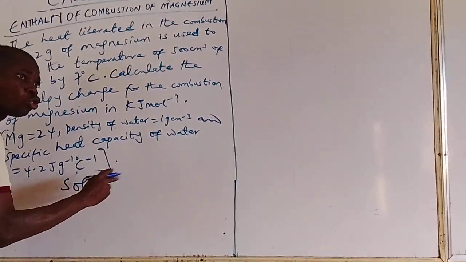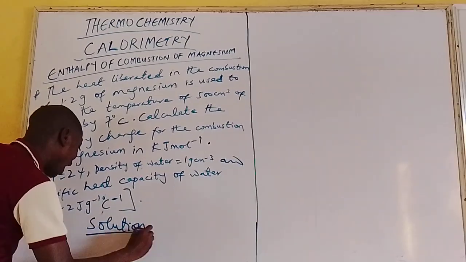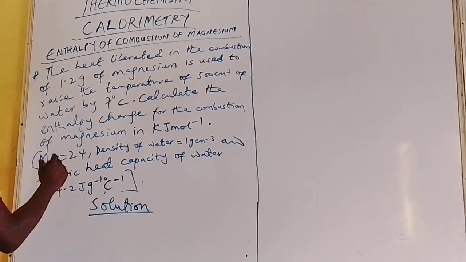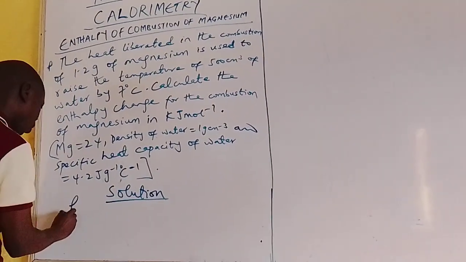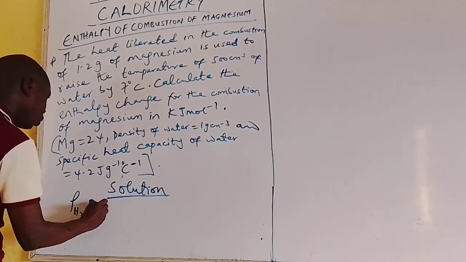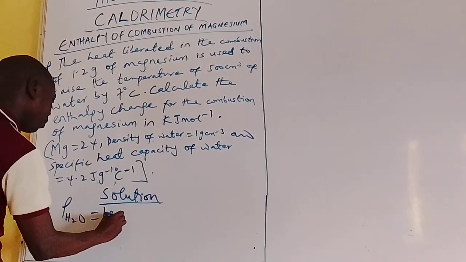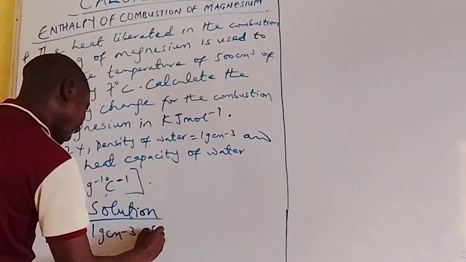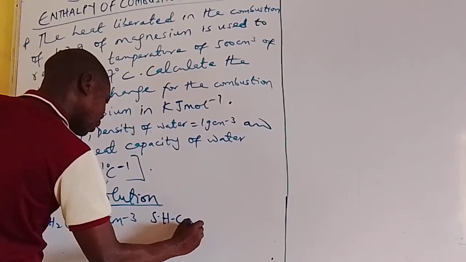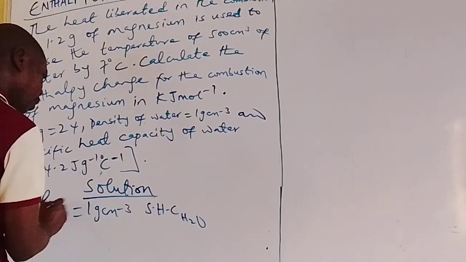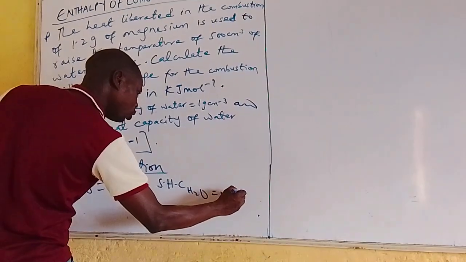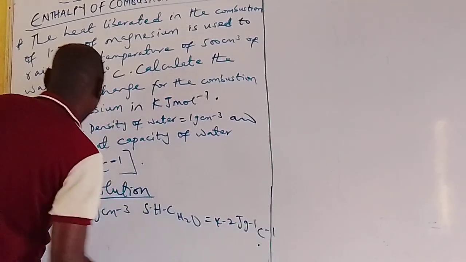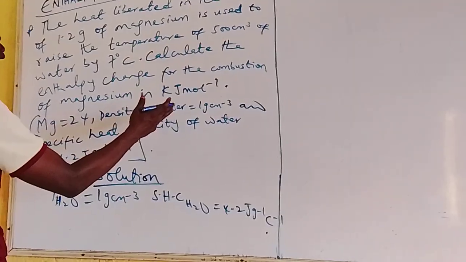So the first thing we are going to do is to write out the parameters. Let's write down the parameters. The density of water, rho of H2O, is equal to 1 gram per cm³. Then the specific heat capacity of water is equal to 4.2 joules per gram per Celsius.